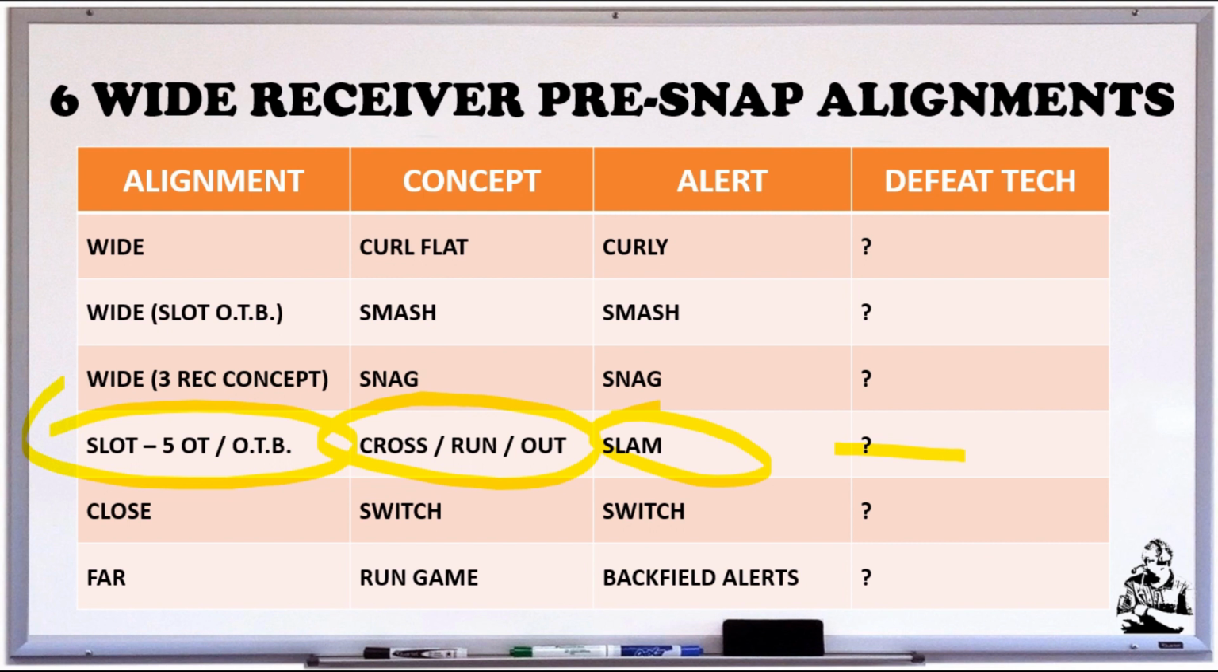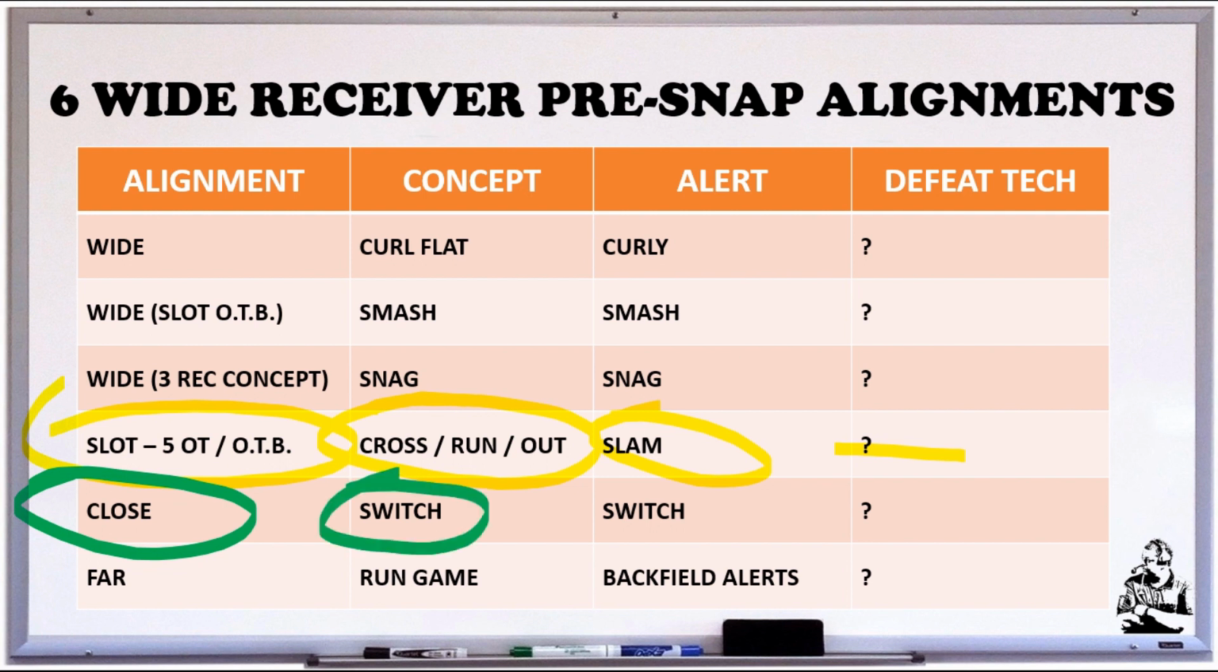The next one is close. Close means two receivers that are in close proximity, usually within 5 yards of each other. What happens in that is the concept of switching. They're going to switch. They can switch routes. So, for example, you may get a slant with a wheel route. You may get a scissor route deeper. However that goes, we'll talk about that here in a second. And our alert is switch, switch, switch.